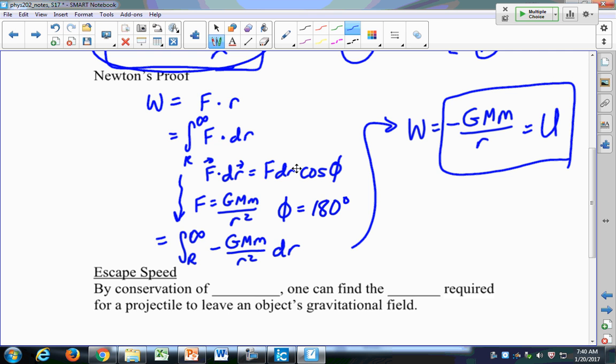A couple of other little notes. Since the force is conservative, that means that the energy is path dependent. Or excuse me, not path dependent, path independent.